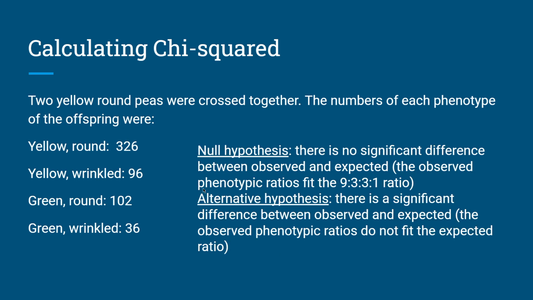First step, null hypothesis. So there is no significant difference between observed and expected. In this case, the null hypothesis is that the observed ratios will fit the 9:3:3:1 ratio. It won't deviate from that. The alternative hypothesis is that there is a significant difference, so that your observed phenotypic ratios will not fit the 9:3:3:1 ratio.